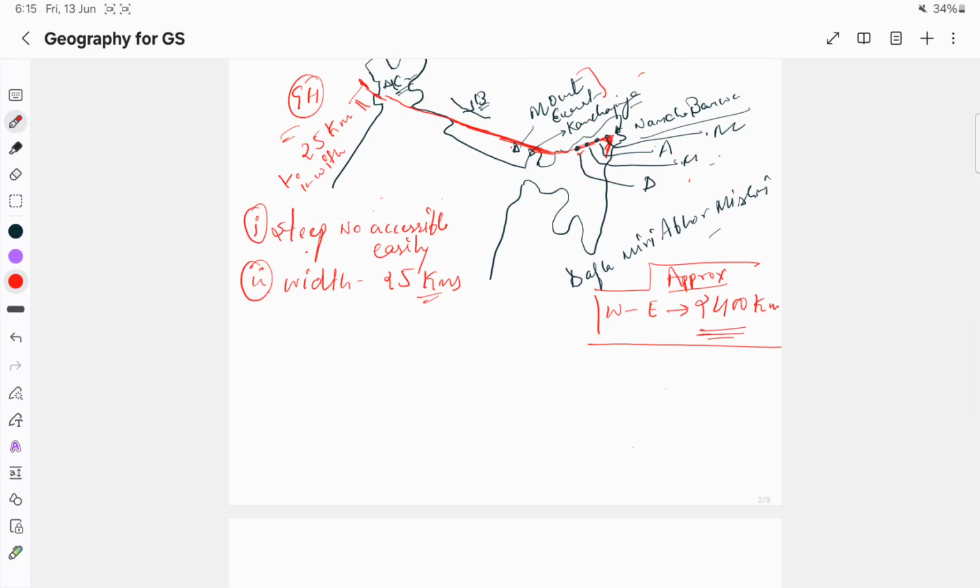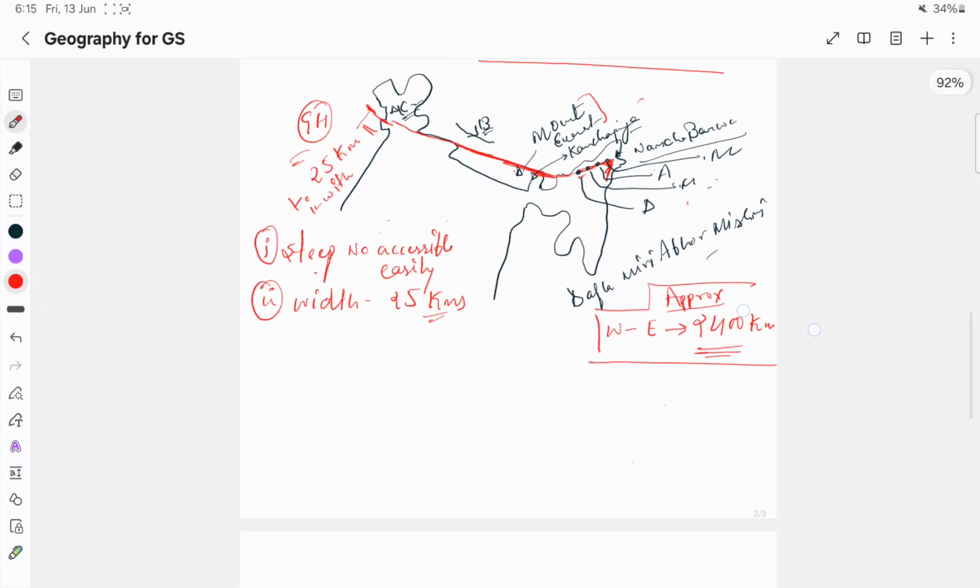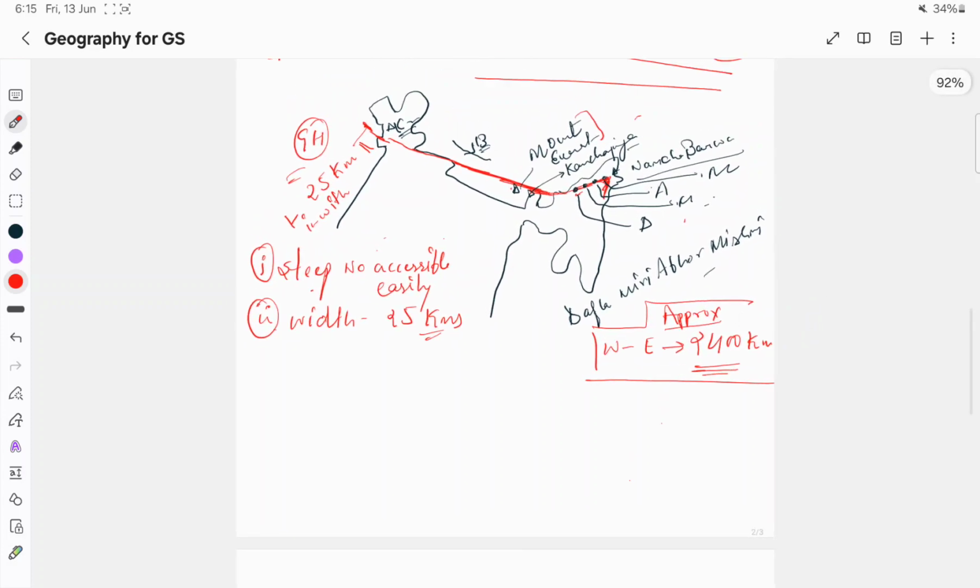Now we have some mountains in Greater Himalayas like Mount Everest, Kanchenjunga, Nanga Parbat. They lie in this zone. Apart from this, these mountains have gaps, and they have been formed by the antecedent rivers. Suppose these are Greater Himalayas. So these are gaps.